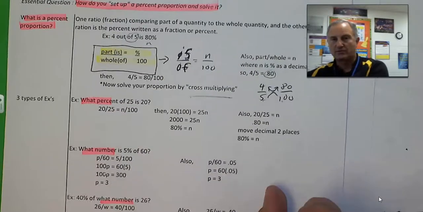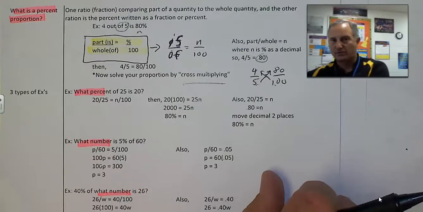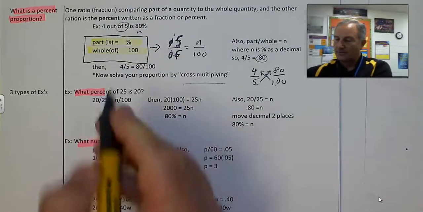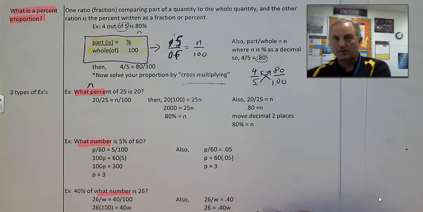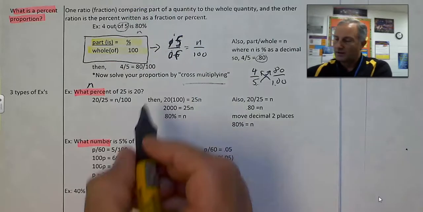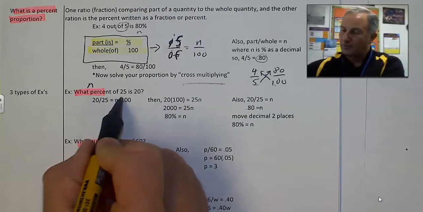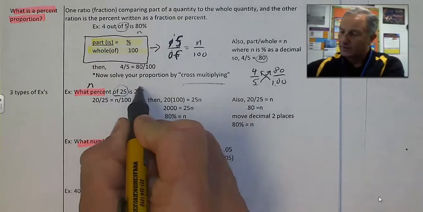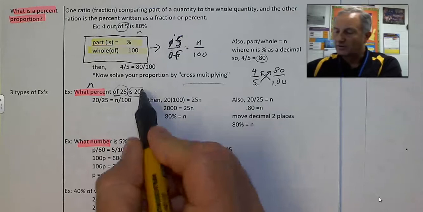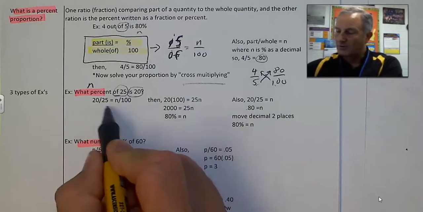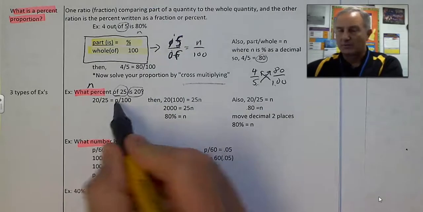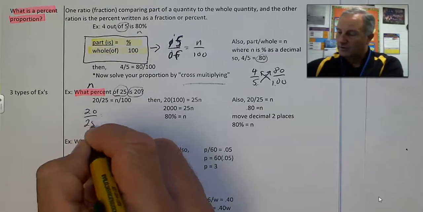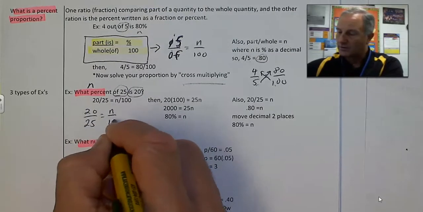Okay, well, let's look at a couple different examples. We'll look at 3 types. The first one is when you're looking for the percent. That's going to be your n. Okay, the percent is the n. So I look at it, it says what percent of 25 is 20? So there's my of, there's my is. Whatever number's next to the is going to go on top. Whatever number's with the of is going to go below. N is my percent, I don't know it, so I put an n. So this would look like this.